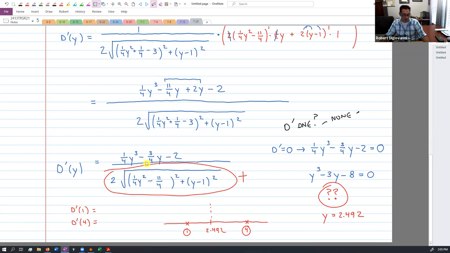So if we plug 1 in here, you get 1 right here and 1 right here. You get 1/4, take away 3/4, take away 2. You will get a negative number. I'm not going to show that, but you get negative, which means that the distance function is going down here. That's a good sign. If we plug in 4, you will get a positive number, and that means the distance function is going up here. And we have thus found a minimum value.